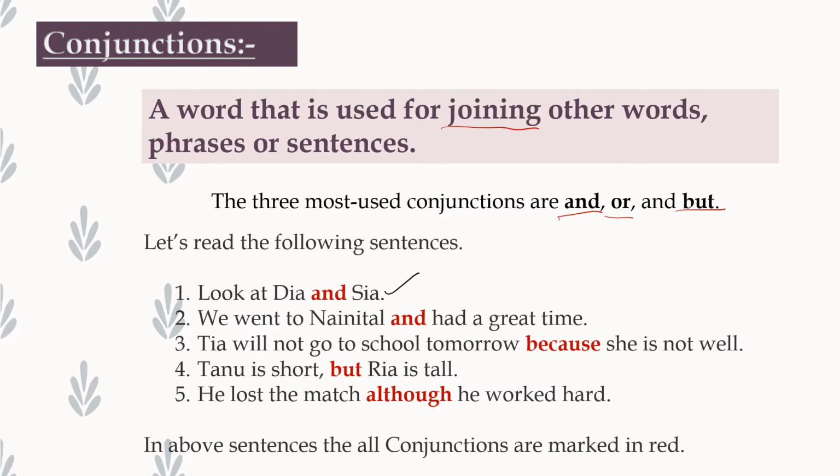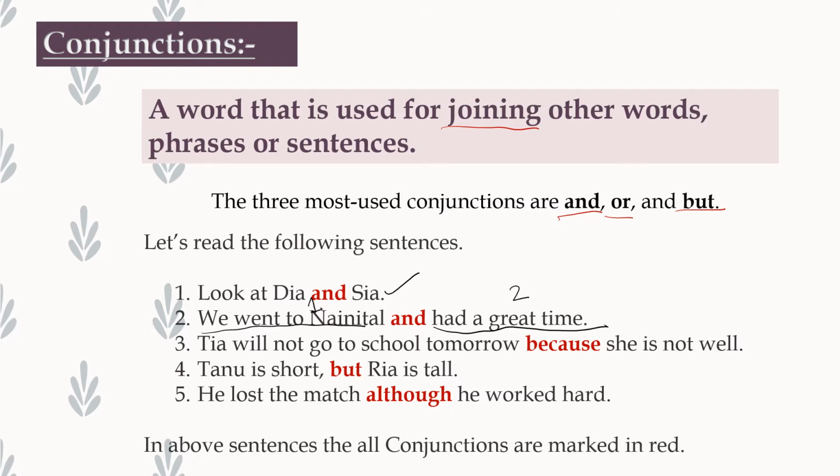Next is, we went to Nainital and had a great time. If we remove this and from here, then the first sentence would be, we went to Nainital, and the second would be, we had a great time. If we are talking, we have started that we went to Nainital, we had a great time there, we did this, we did that. So instead of saying we again and again, or starting the line from only one word again and again, we join the two sentences using conjunctions, using the words that join.